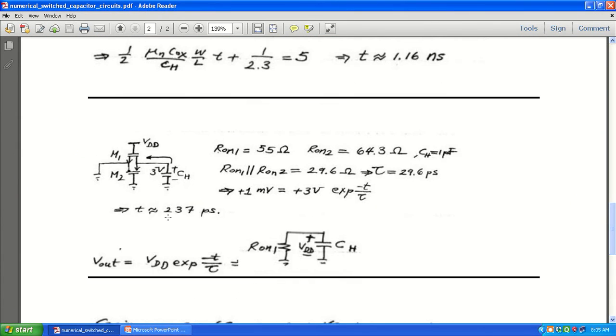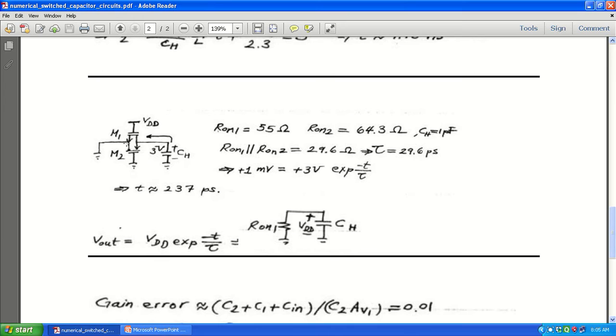So what we will do is, we will convert this network into an RC equivalent network. The R on resistance of M1, we calculate, and that comes out to be 55 ohms. R on resistance of M2 you calculate, that will come out to be 64.3 ohms. CH is given. So R on 1 is parallel to R on 2, so total resistance will be 29.6 ohms. This total resistance multiplied by the holding capacitance CH, that is 1 picofarad, gives a tau, the time constant, of 29.6 picoseconds.